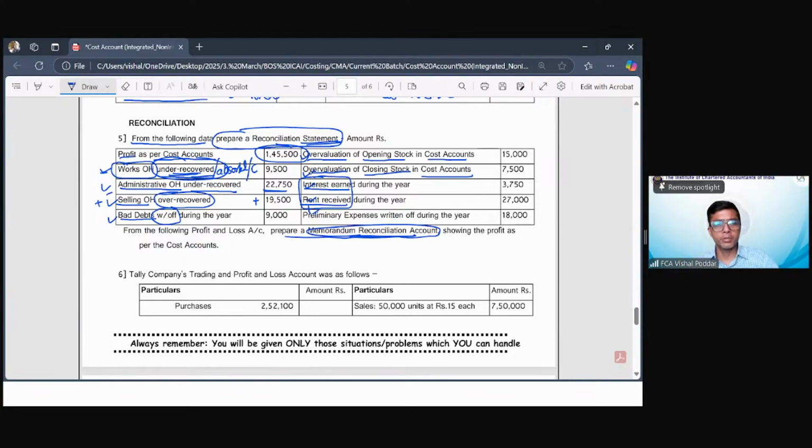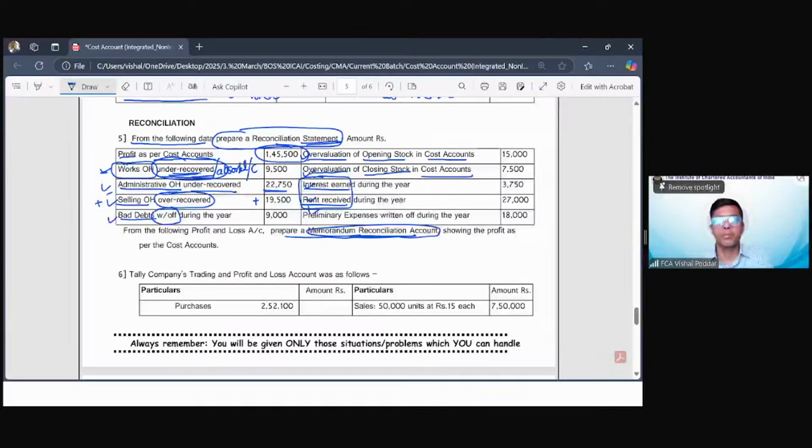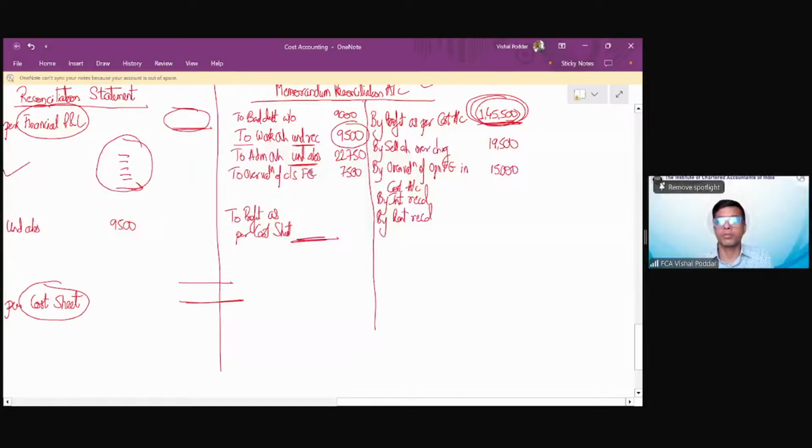Now, interest received, rent received, both are income entries. And these are financial incomes, means they do not come in costing books. Now, if in your financial books you have posted two entries of incomes, what is the impact on your financial profit? Obviously, because of income entries, the financial profit would be higher. So because of both these transactions, my financial profit is appearing higher. This is the level. Now my starting point is costing profit, so I have to climb upwards. So by interest received, by rent received, 3,750, 27,000.